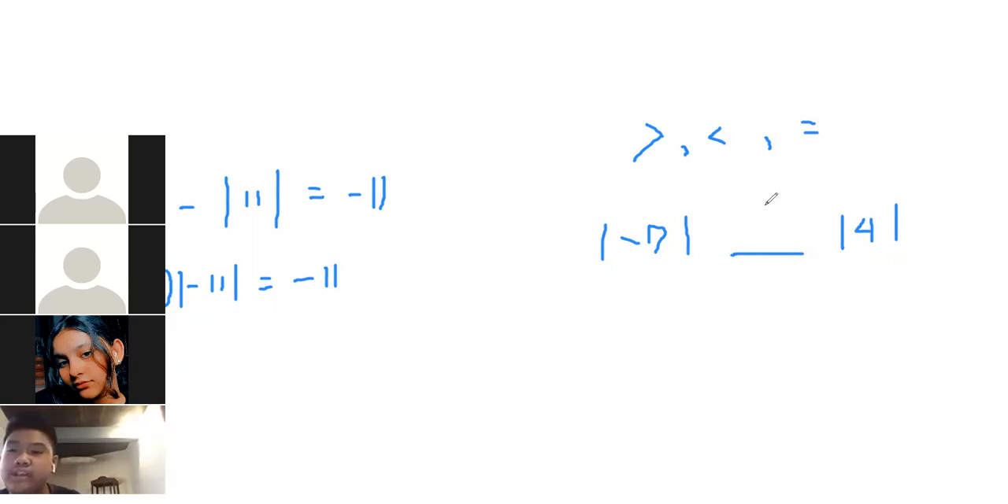What will be the comparison of the absolute value of -7 and the absolute value of 4? Is it greater than, less than, or equal? Dito lang tayo mamimili sa greater than, less than, or equal. Greater than.